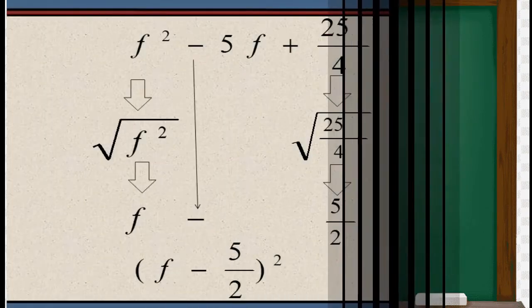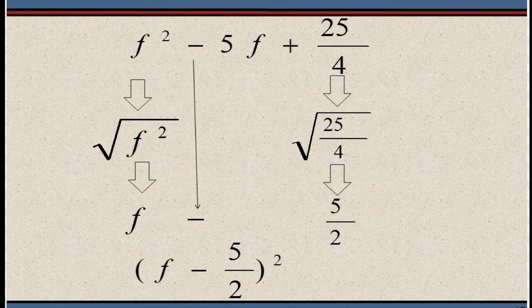F squared minus 5f plus 25 fourths is another example of a perfect square trinomial. To express this as a square of binomial, extract the square roots of f squared and 25 fourths. The answers are f and 5 halves. Then, separate the square roots by a minus sign since the middle term is negative and square the result. So the answer is the square of f minus 5 halves.